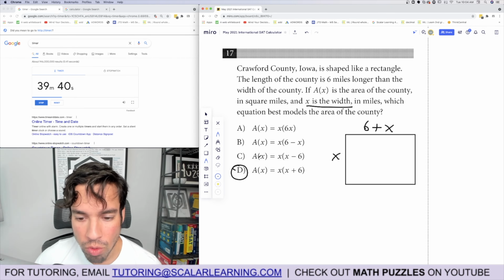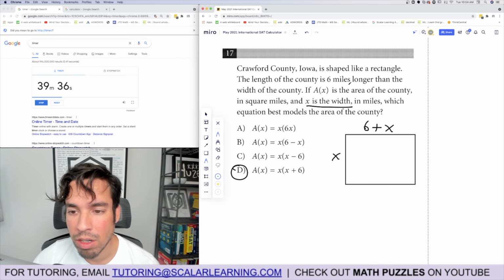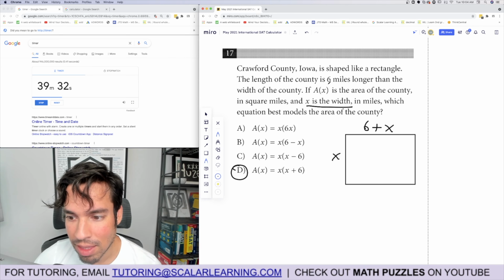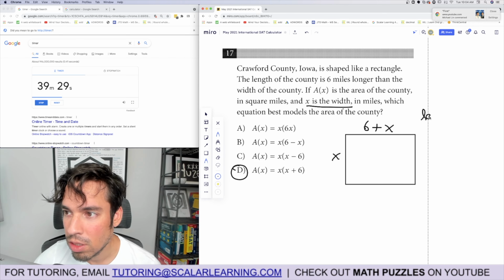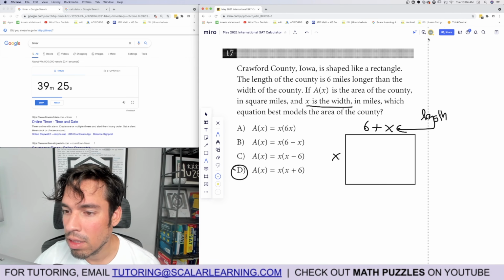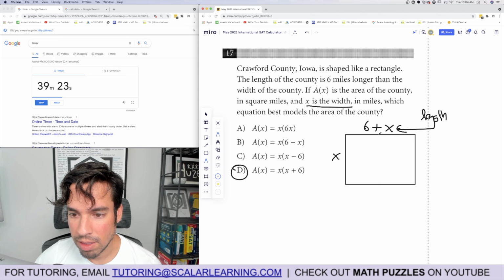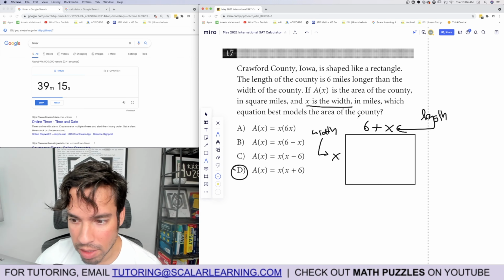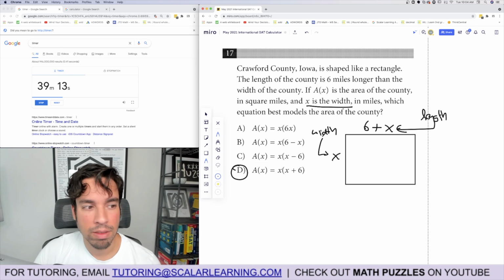Let me just make sure I didn't make a mistake, because I've almost gotten one of these wrong before by not reading carefully. So Iowa is shaped like a rectangle. The length of the county, so this is length. The length of the county is 6 miles longer than the width. And x is the width. Okay, I think I got it.